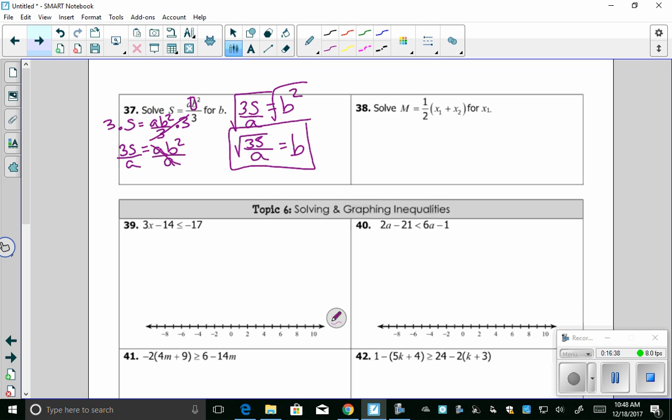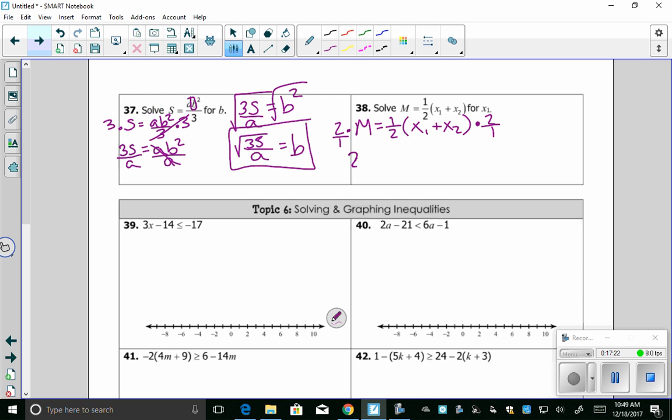Okay. The next problem, number 38. I do not suggest distributing the 1/2 yet. It's going to make things complicated. If everything is being multiplied by 1/2, which is indicated by the parentheses with the 1/2 on the outside, I would go ahead and move it over. When I'm multiplying by the fraction, go ahead and multiply by the reciprocal. It will make things easy.